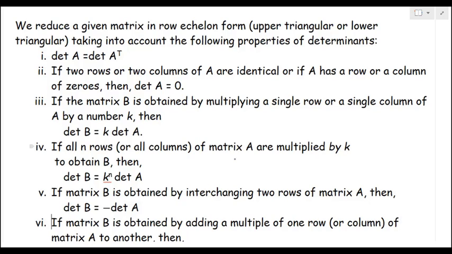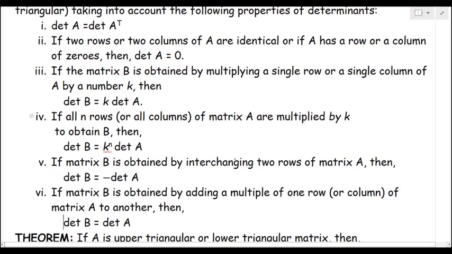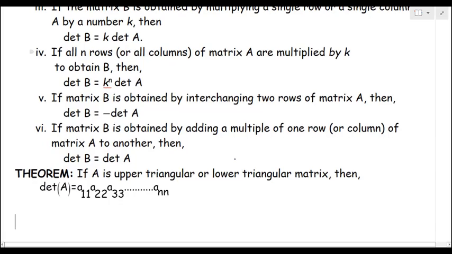Number 5, if matrix B is obtained by interchanging 2 rows of matrix A, then the determinant of B is equal to minus the determinant of A. Number 6, if matrix B is obtained by adding multiples of one row or column of matrix A to another, then the determinant of A is equal to the determinant of B. And having considered all those properties, we have the following conclusion: if A is an upper triangular or lower triangular matrix, then the determinant of A is equal to the product of the members of the leading diagonal.